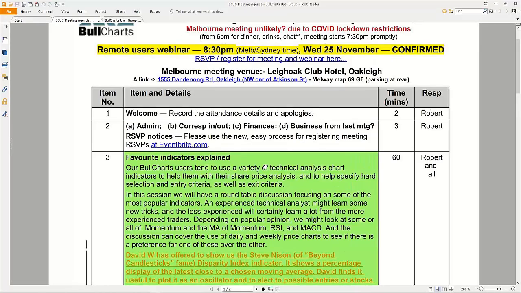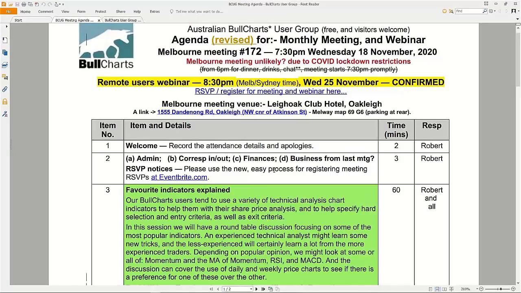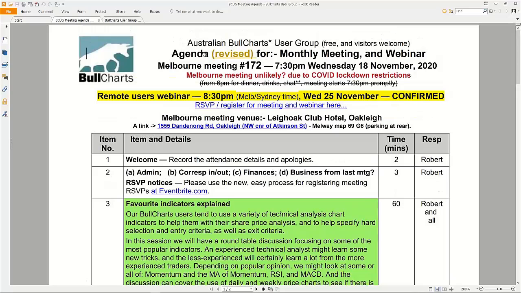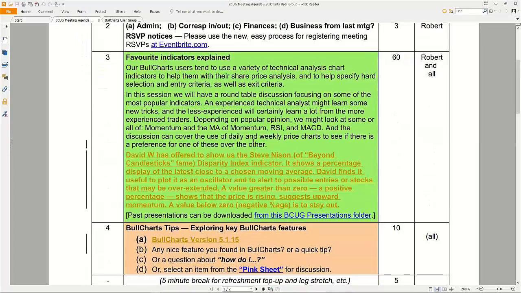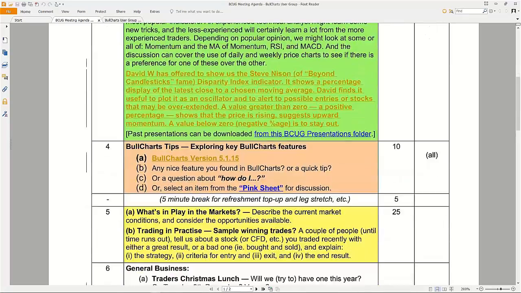So, the agenda for tonight: at the last minute I've revised the agenda. I've inserted the word revised near the top, and I've highlighted the bits to show what's changed. The plan for tonight was to talk about favourite indicators, and that might be momentum, moving average of momentum, smooth momentum, RSI, MACD. And David Woodside emailed me yesterday and said, how about we have a look at Disparity Index as well? I said, sure, great. Let's have a look at something a lot of us haven't heard about. David's going to show us that shortly.